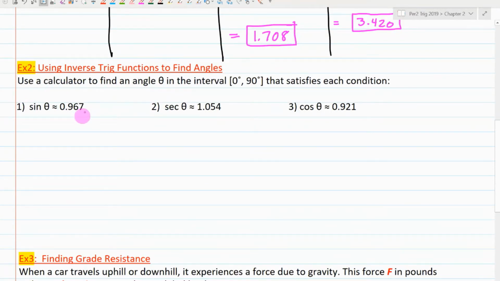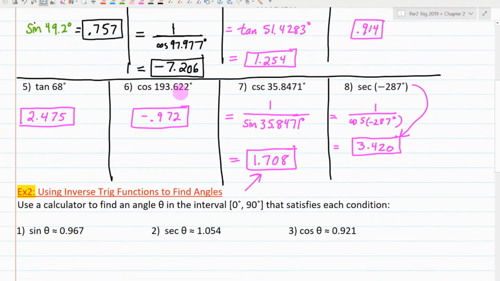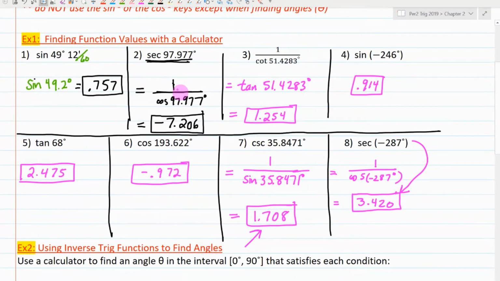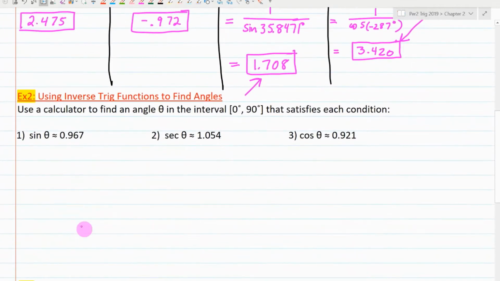All right, so for the next ones, they're giving us the answer, and we're going to find the angle that it came from. So sine theta is equal to 0.967. When we did these questions up here, I see that sine of negative 246 is this answer. This is kind of close, but not really. But we're going to actually find the angle that it came from.